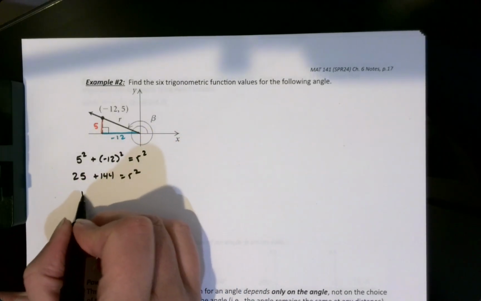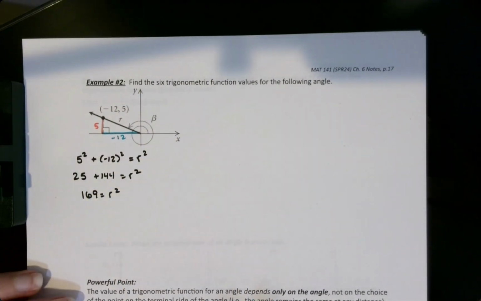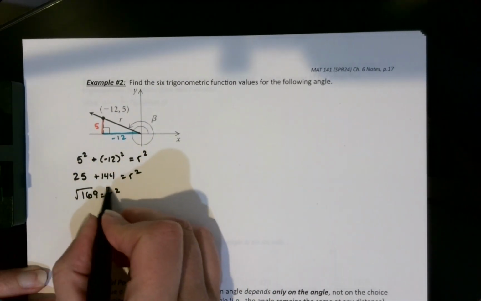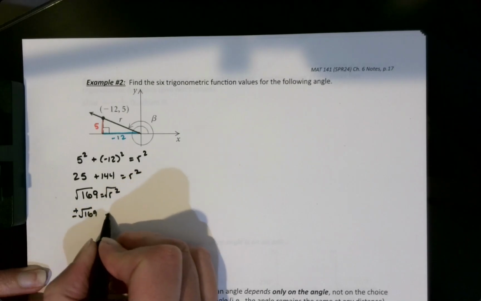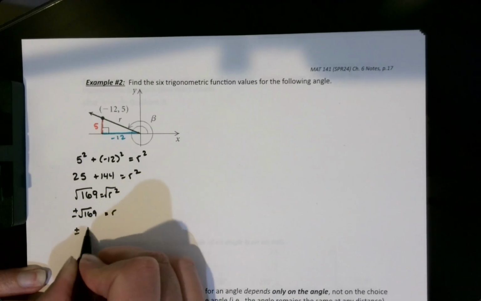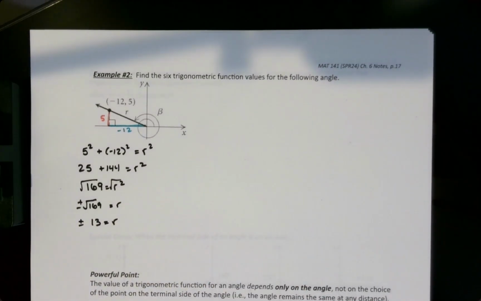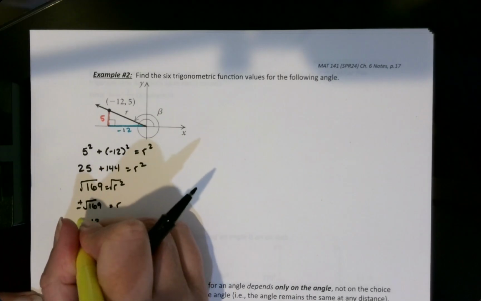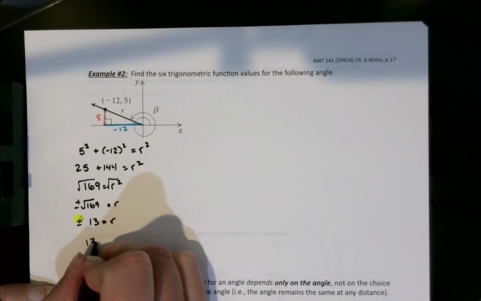That adds up to 169. And if I take the square root of both sides, it is plus or minus the square root of 169, so it is plus or minus 13. But because we know that r is always positive, we are going to select the positive. So r is 13.